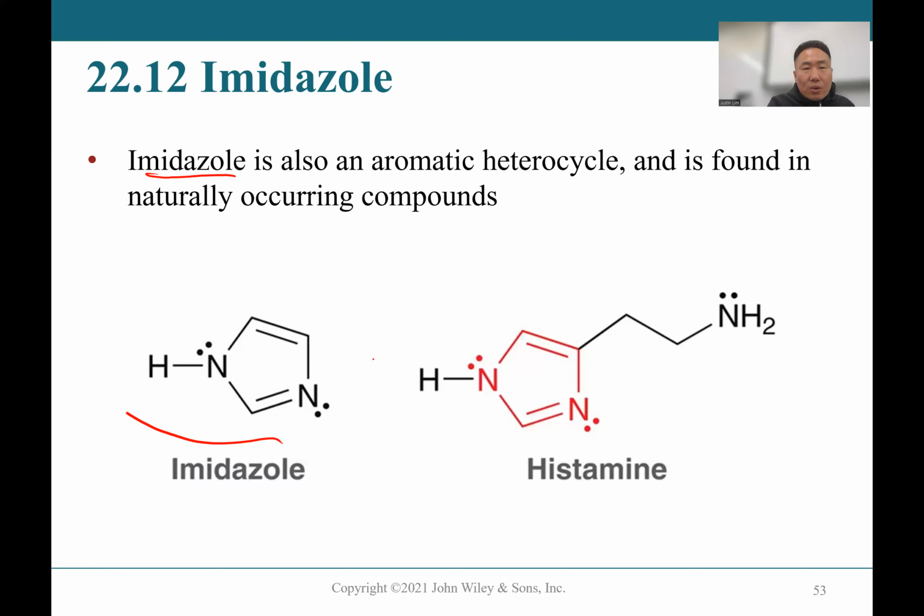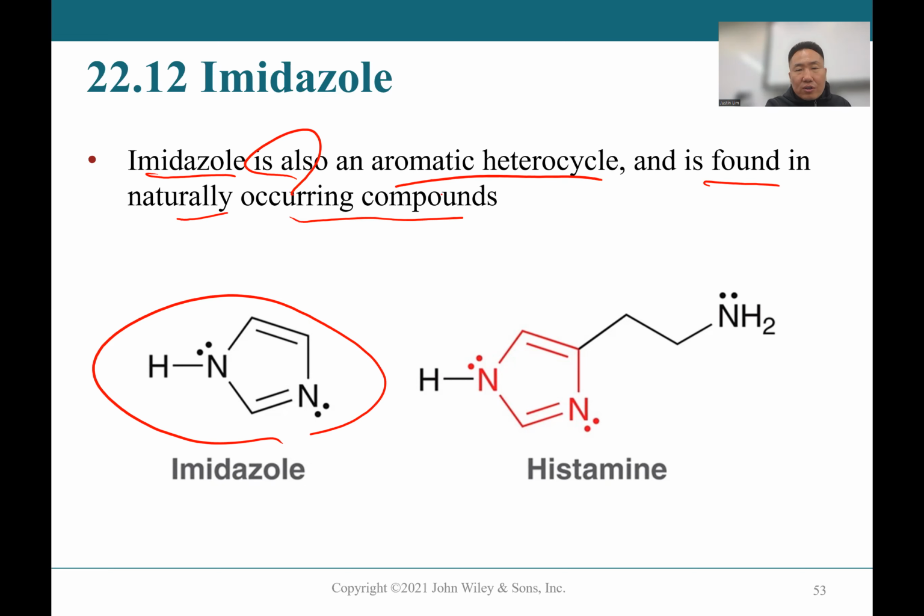Imidazole is also an aromatic heterocycle. It's found in naturally occurring compounds. So 2, 4, 6 pi electrons, and also here 2, 4, 6 pi electrons.